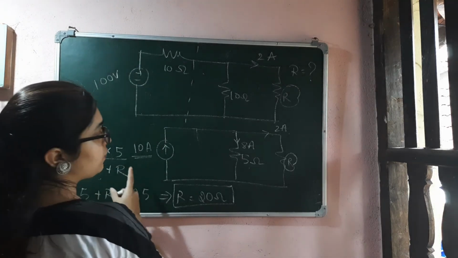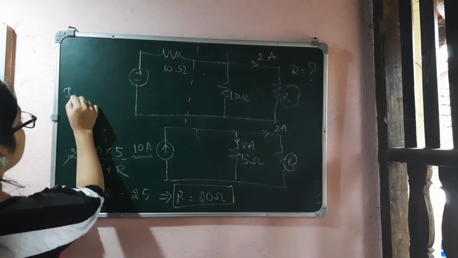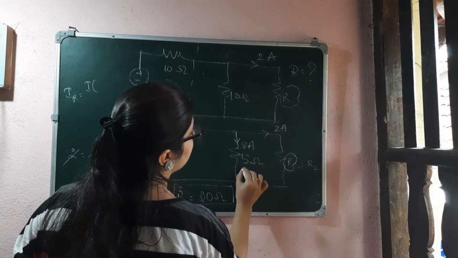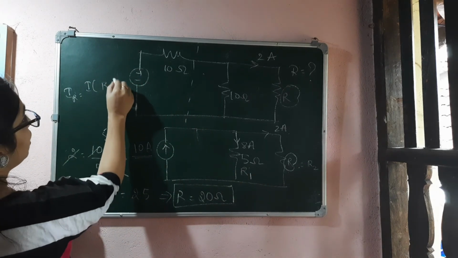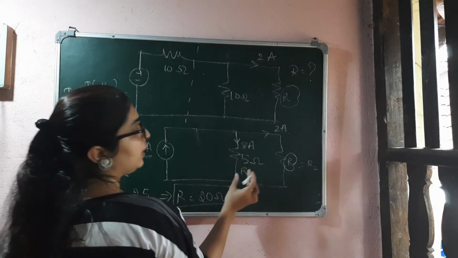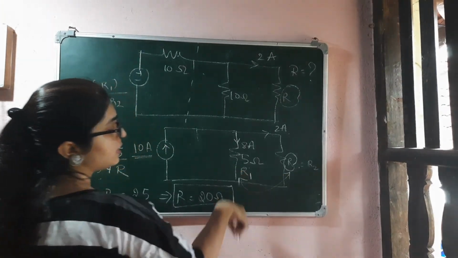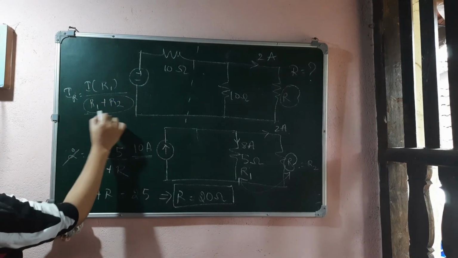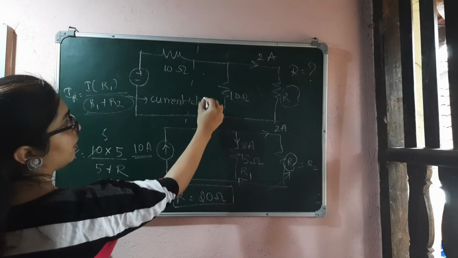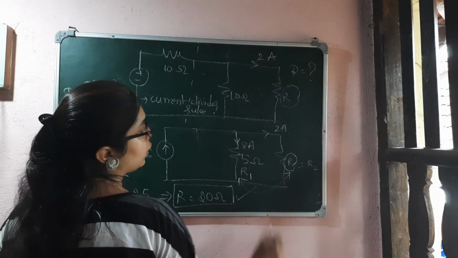Why have I applied this formula? This is nothing but the current through R is equal to I into, if this is R2 and this is R1, we know the current divider rule, that is R1 plus R2. We will be considering the 10 ampere into the resistance value which is present in the other branch, and then we will sum these resistances and keep it in the denominator. So this is your current divider rule. Okay, so the value of R should be 20 ohms.